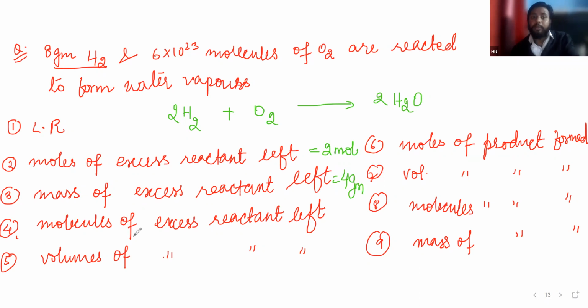Now see, molecules of excess reactant left. How many moles of H2 are left? 2 moles. In 1 mole, Na molecules are present. So in 2 moles, 2 Na molecules are present, or not?